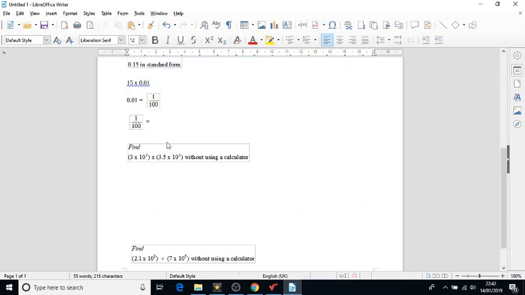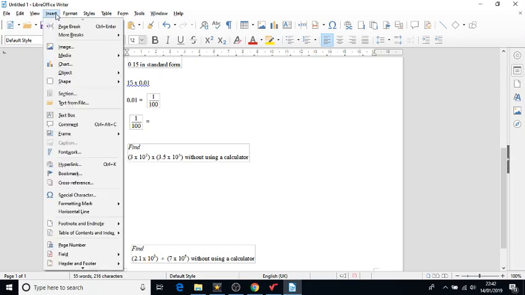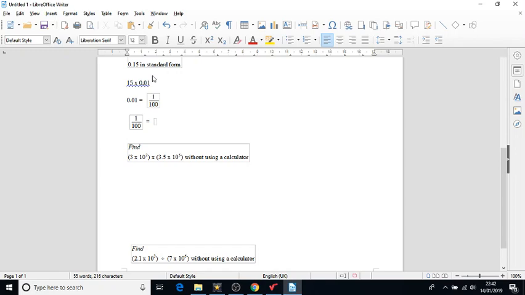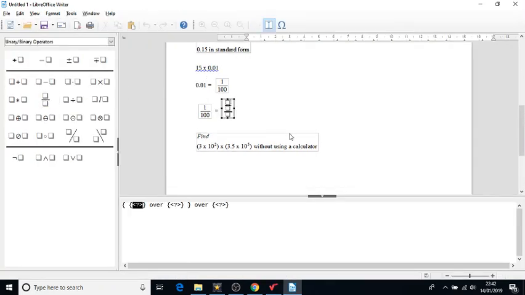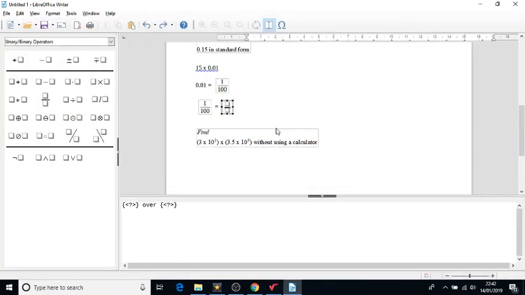One over 100 is the same as writing it as, you'll see, just getting used to writing fractions in LibreOffice Writer. It's an alternative to Microsoft Word, in case you're wondering.